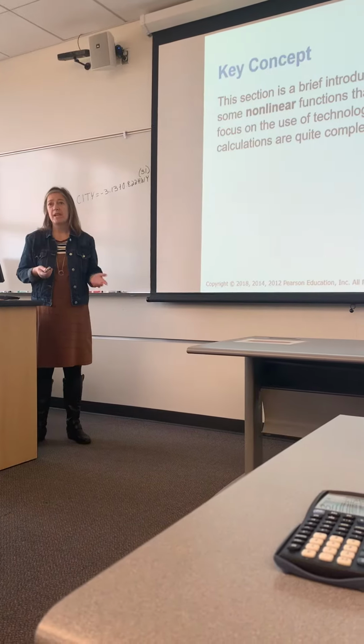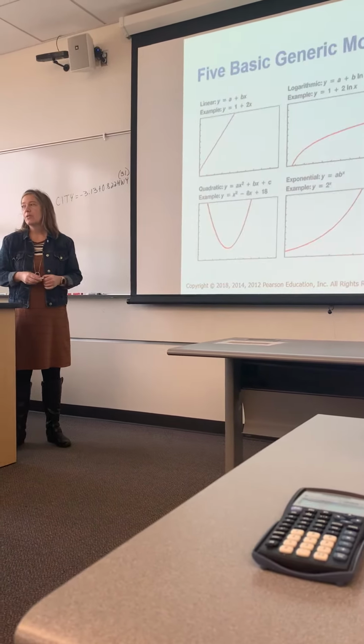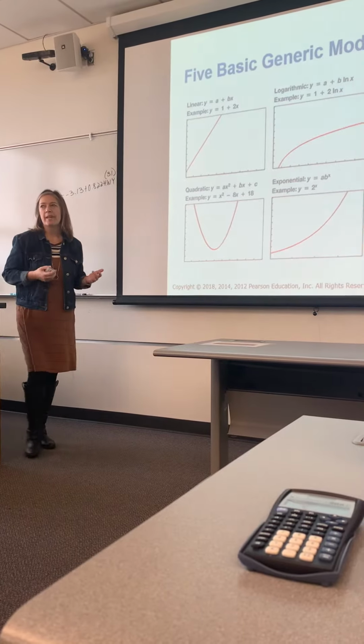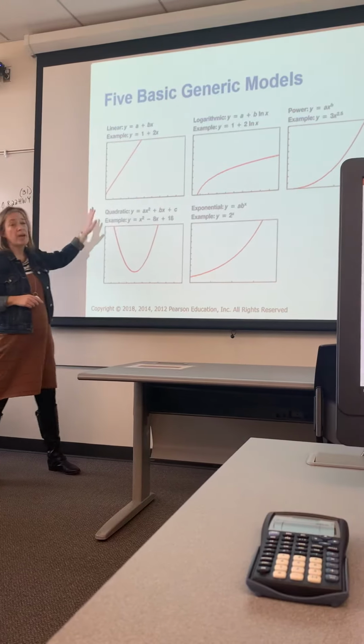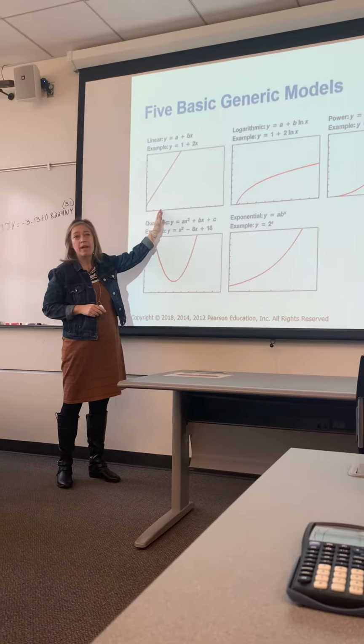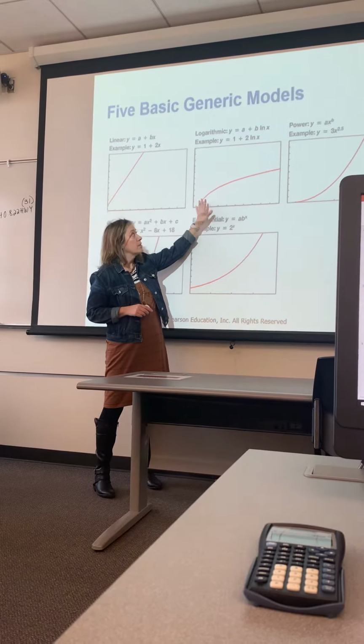There are other types of shapes besides the straight line that we've looked at so far. These are the other shapes that we will encounter with nonlinear regression. So we will have a linear, a straight line. We will also have a logarithmic. This is what this looks like.